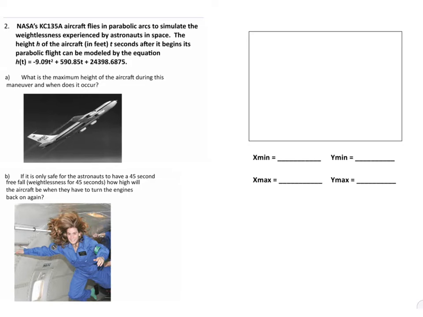Problem 2 deals with a NASA aircraft, and it's flying in a parabolic arc, meaning it's just a parabola, to simulate weightlessness. So what's happening is the aircraft is taking off, reaching a high point, and then once it reaches its high point, the engines are shut off, the plane kind of drops, and then it continues once the plane's engine gets turned back on. Now you'll see more about why it's shut off and put back on in the second part of this question.